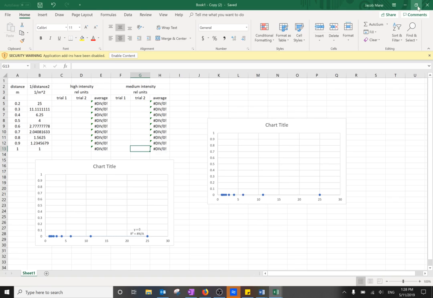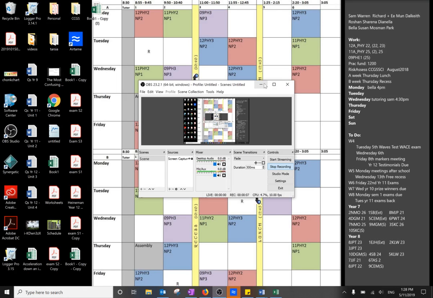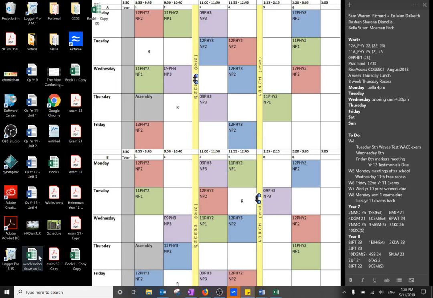Okay, so that's copy 2. We'll kill that. All right, hello again. Copy 2 is there. I will call this Inverse Square Lab.